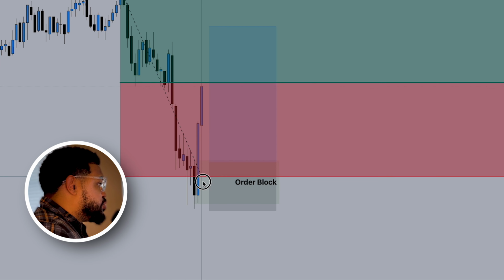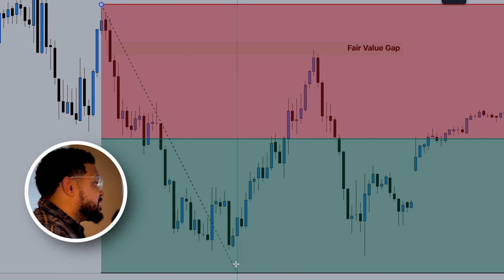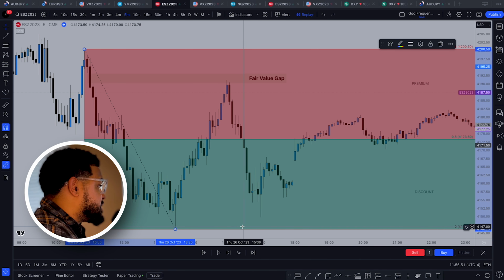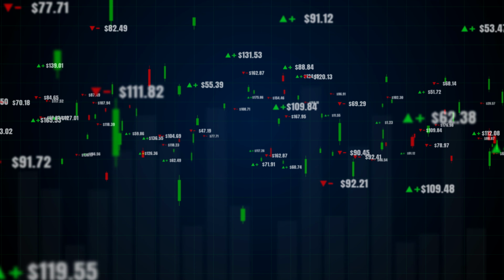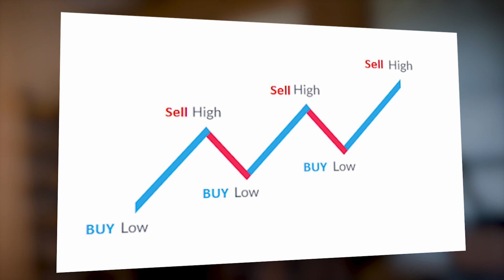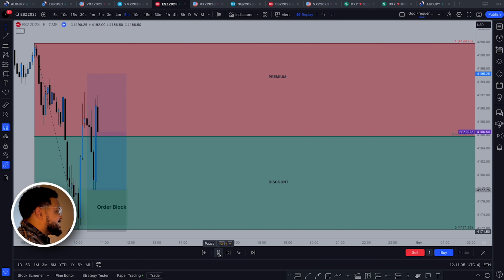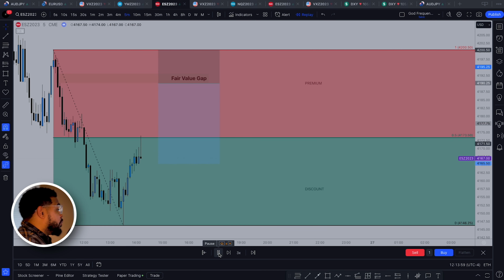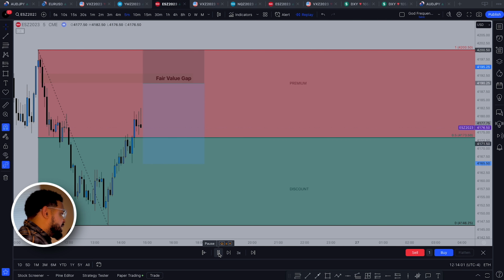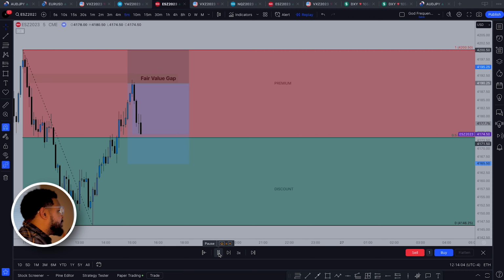Now, in order to choose the right ones, you have to look to enter at discount and premium prices. Which brings us back to the basic premise of smart money concepts, in which we want to buy low and sell high. So when going long, you want to trade order blocks and fair value gaps at a discount price. And conversely, when going short, you want to sell an order block or fair value gap at a premium price.